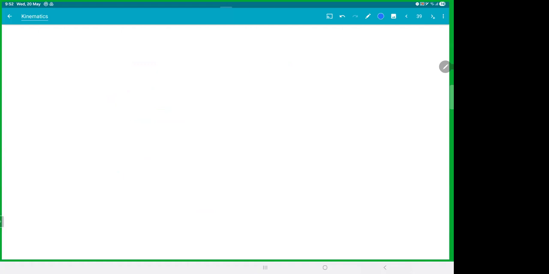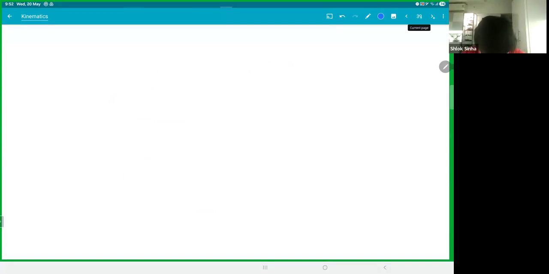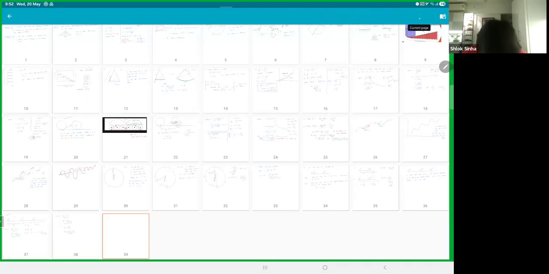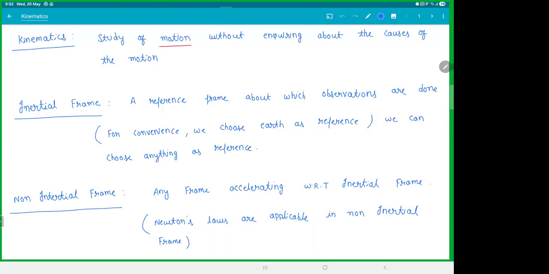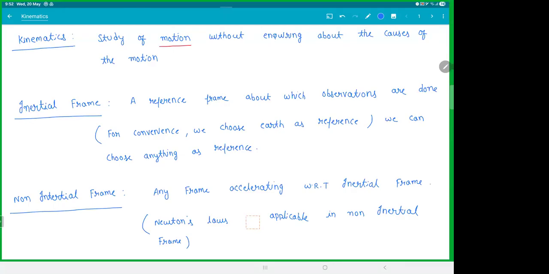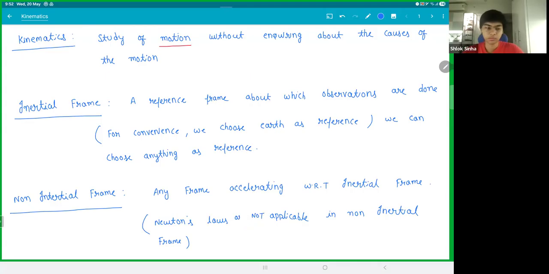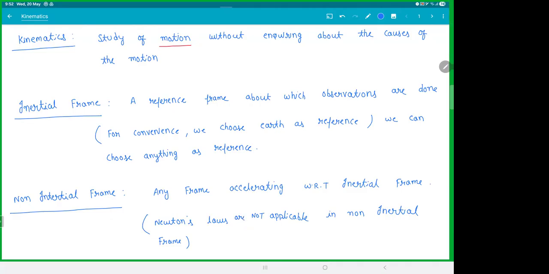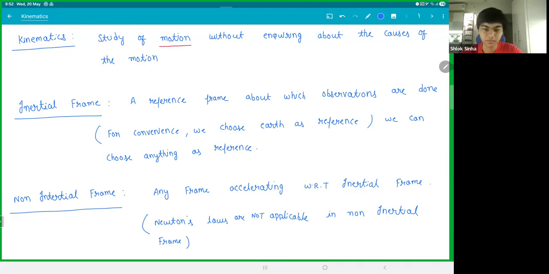Yes Shlok, go ahead. Sir, last week you said that in an inertial frame, Newton's laws are applicable. Sir, not applicable. My mistake. It was not applicable. Yeah, that was a mistake. Yes sir, that's my only doubt. Yeah, it was a mistake. I was saying not, but I wrote R. Okay, thank you, sir.